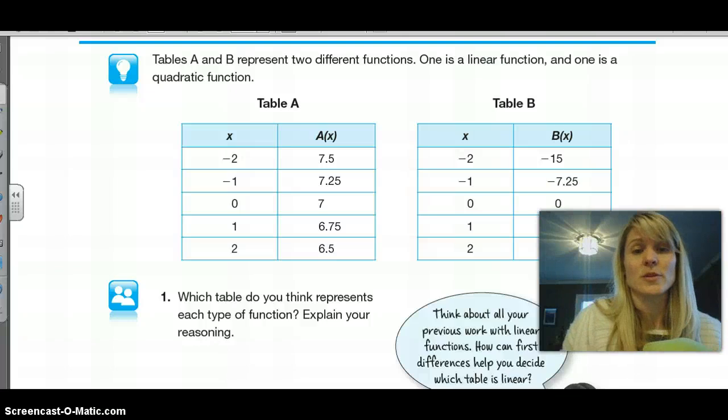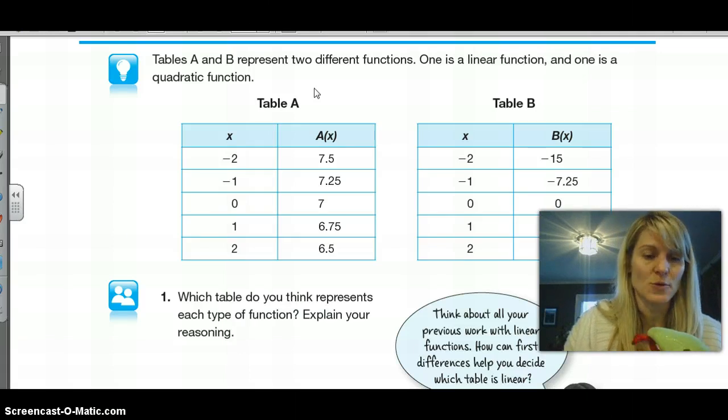Okay, so in class we've been talking a lot about quadratics and the parabolas that they make and so on. Now we're going to start getting into all the different function families that we've talked about. We've talked about exponential functions, linear functions, and now quadratics. So now we want to focus on the difference between a linear function and a quadratic function.